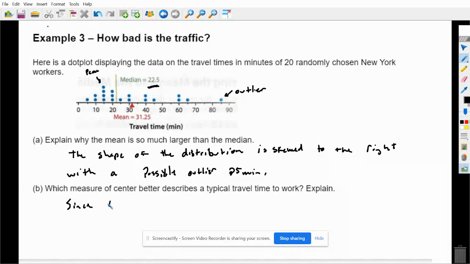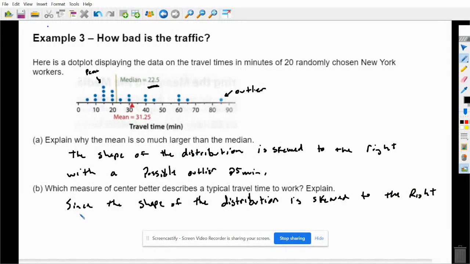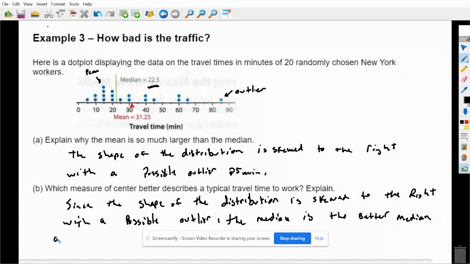So since the shape of the distribution is skewed to the right with a possible outlier, the median is the better measure of the center. So when you're doing this, again, you can explain this in short term.